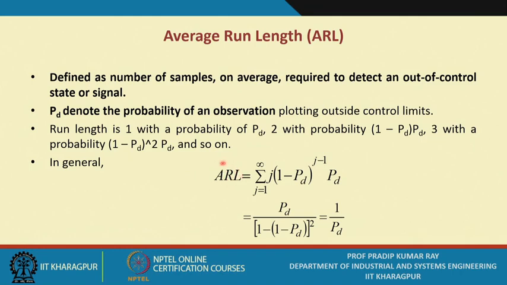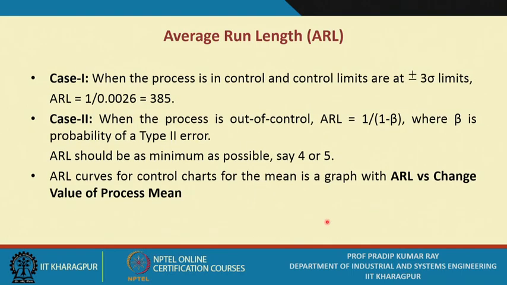So how do you calculate the average or the expected value of run length? The general formulation is the sum over j equals 1 to infinity of j into (1 minus PD) to the power j minus 1 into PD. It is a convergent infinite series. So obviously, the ARL ultimately becomes 1 upon PD. This is the most simple formula.